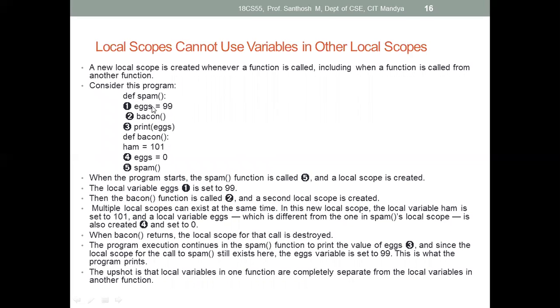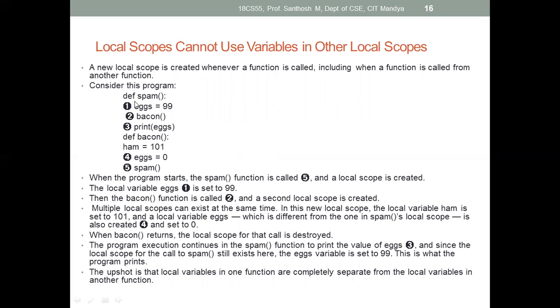So def spam, this is the first example. Inside the spam function, x is equal to 99, and then it calls another function, bacon, inside the spam function. Then print x. Again, they define another function called bacon. Inside bacon, ham is equal to 101, and then here they assign x is equal to 0, and then spam.